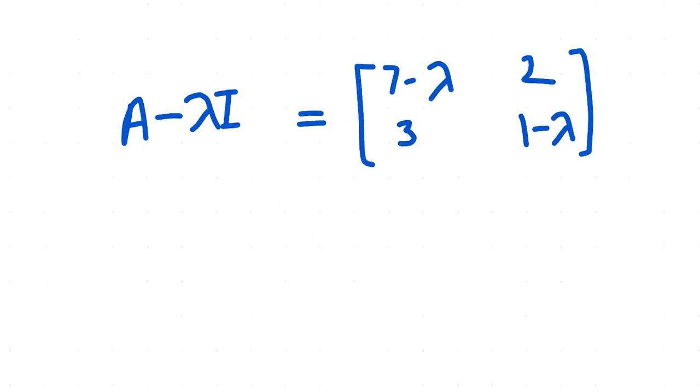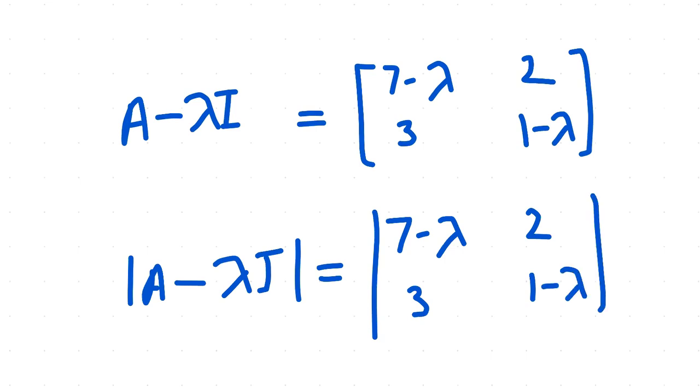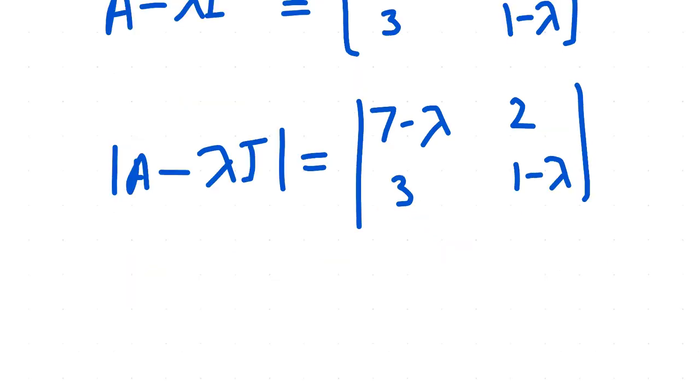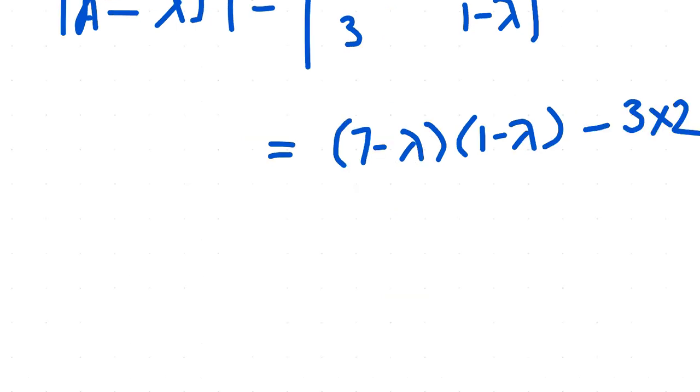So the determinant of A minus lambda into I is equal to, let us take, 7 minus lambda, 2, 3, and 1 minus lambda. Now let us find its determinant. So we will take it as 7 minus lambda into 1 minus lambda, minus 3 into 2. So let us multiply it: 7 lambda, minus 7 lambda, minus lambda, plus lambda square, minus 6.